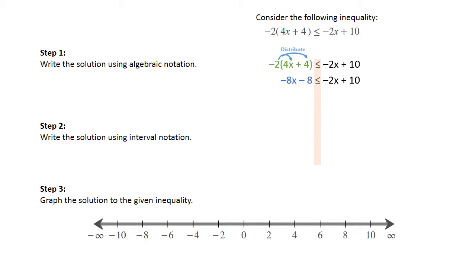And at this point, we're going to start moving across. So we're going to do opposites. I'm going to move the negative 2x by adding it to both sides, and that's going to give us negative 6x minus 8 on the left. And we're going to bring the 10 down and keep the symbol, and then we're going to move the negative 8 by adding it to the other side, and that's going to give us negative 6x is less than or equal to 18.